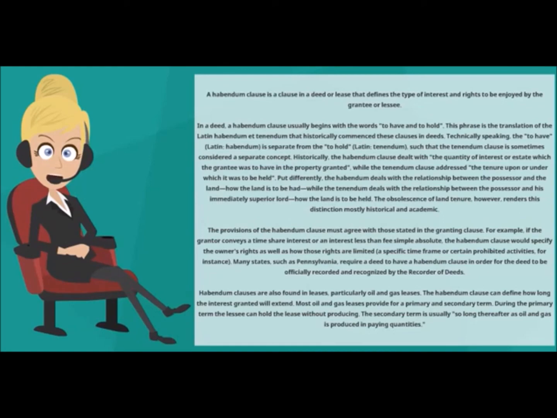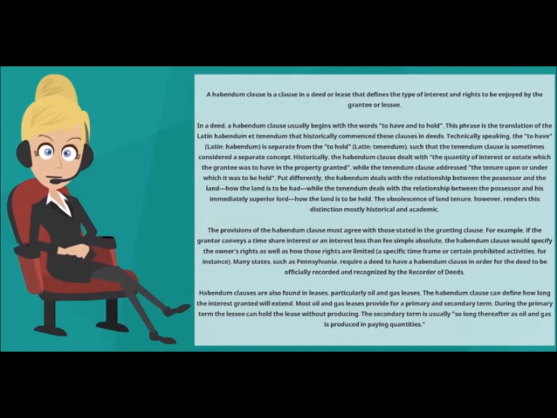Historically, the habendum clause dealt with the quantity of interest or estate which the grantee was to have in the property granted, while the tenendum clause addressed the tenure upon or under which it was to be held. Put differently, the habendum deals with the relationship between the possessor and the land, how the land is to be had, while the tenendum deals with the relationship between the possessor and his immediately superior lord, how the land is to be held.